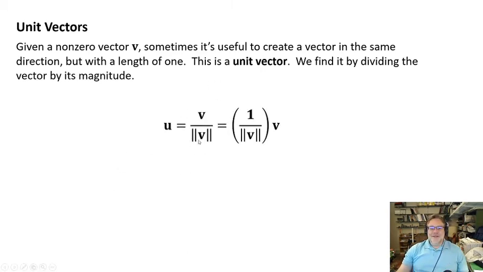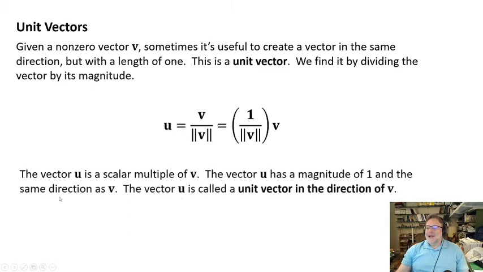So from a formula perspective, we want this unit vector, so we take any vector and divide it by its magnitude, or in terms of multiplication, we multiply that vector by 1 over its magnitude. So we're taking this fraction of its magnitude, or we're dividing it by its magnitude. So u is a scalar multiple of v. That makes sense. The vector u has a magnitude of 1 and the same direction as v, and again the vector u is called the unit vector in the direction of v.